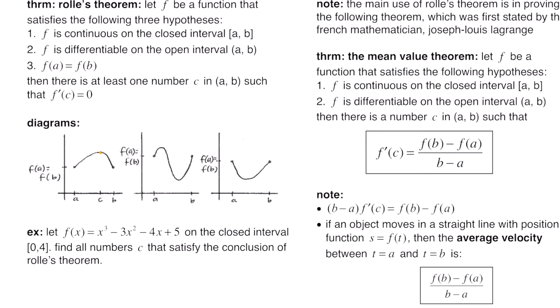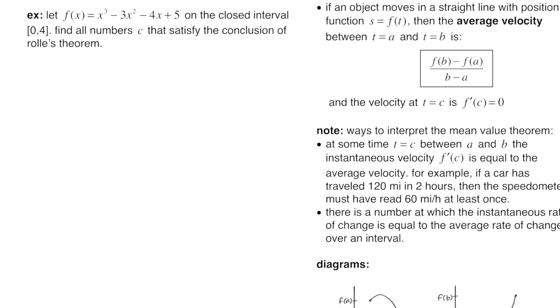So for this first picture, you can see right here, you have c, and at that point on the curve, you have a horizontal tangent line. So f prime of c is equal to 0. For our middle diagram, we have two places where the slope is equal to 0. That would be at this c value and also at this one. And then finally, for the third diagram, you have your horizontal tangent line right here, and there's our c value. And again, c is in the open interval from a to b, so it's not going to be on one of the endpoints.